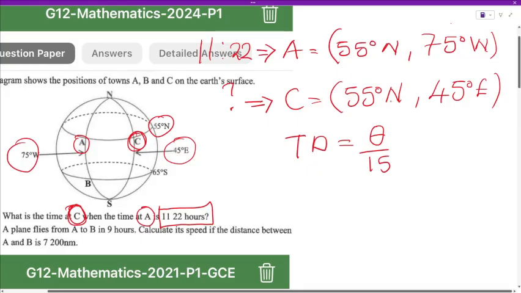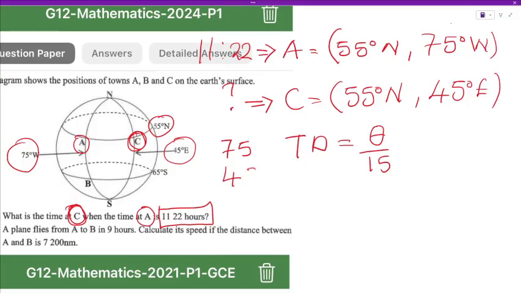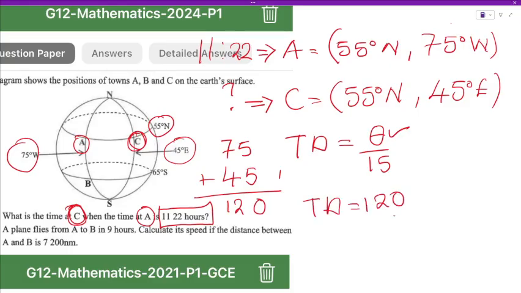Okay, so I'm going to say 75 plus 45 to find the difference in degrees, which is going to give us the theta for that formula there. 5 plus 5 is 10, remainder 1. 7 plus 4 is 11. 11 plus 1 gives us 120. So meaning our TD will be equal to 120 everything over 15.